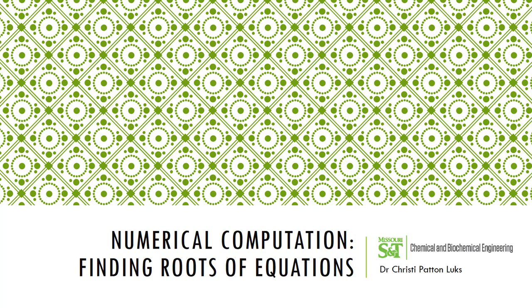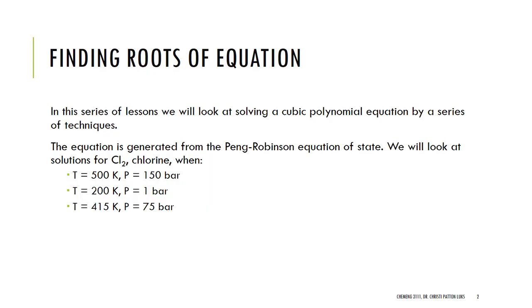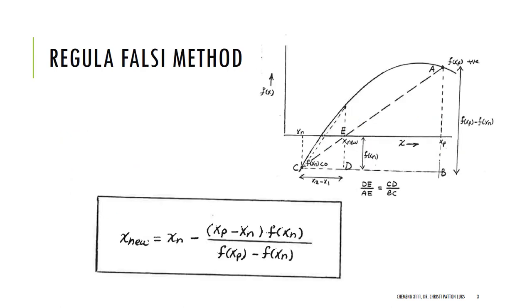In this video lesson, we will be continuing our study of numerical computations for finding roots of equations. We are looking at solving a cubic polynomial equation of state, the Peng-Robinson equation of state for chlorine at a particular fixed temperature and pressure, and this time we are doing it using the Regula Falsi method.